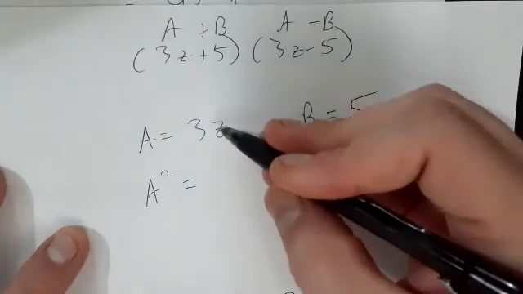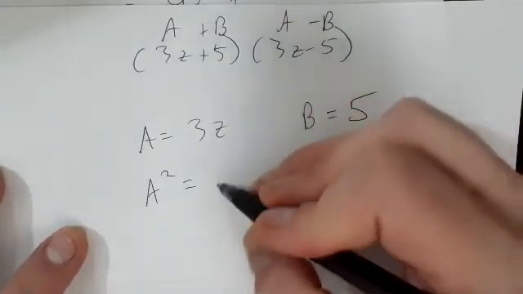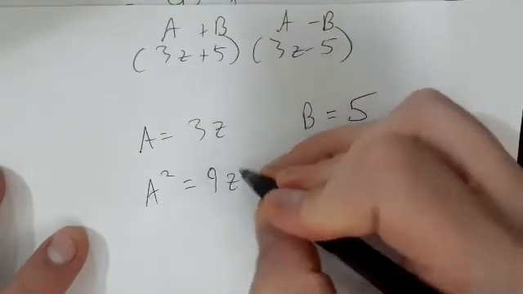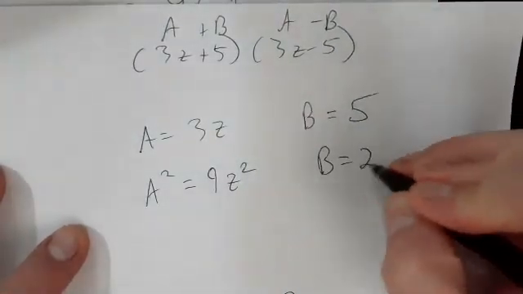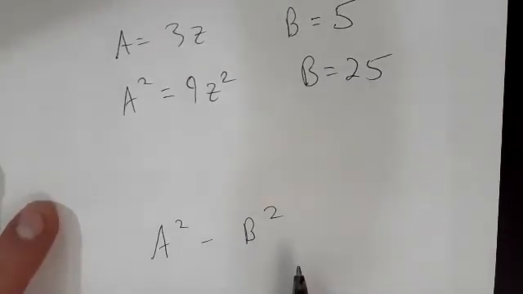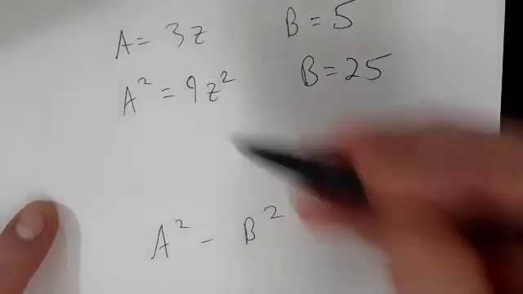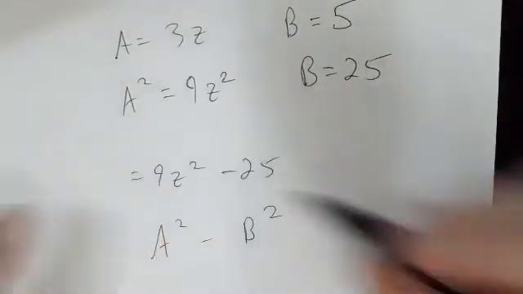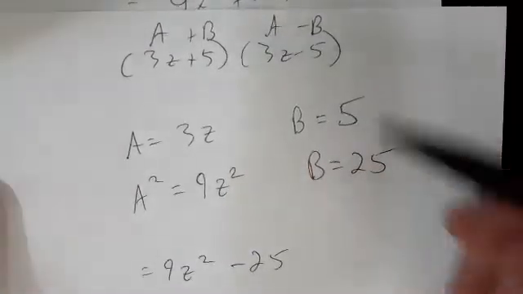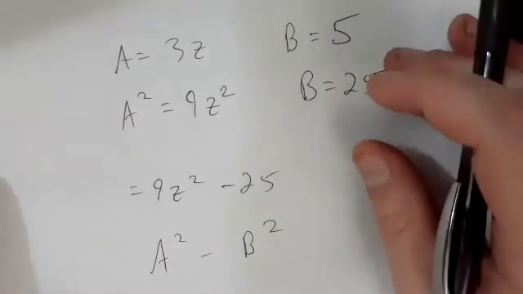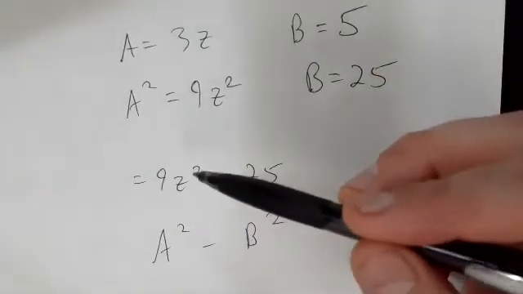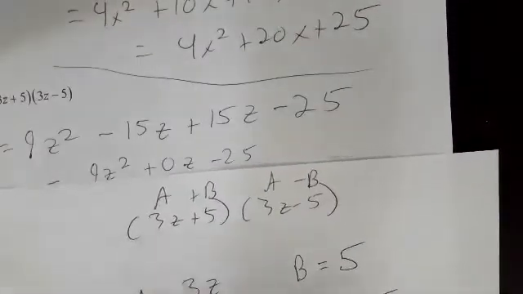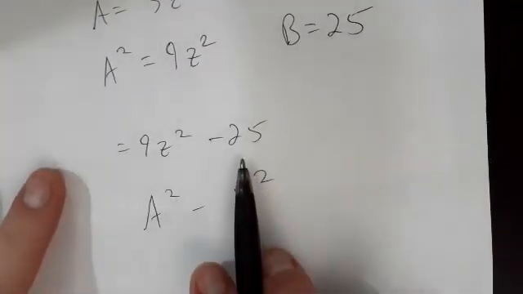So if we square this, and again we go 3z times 3z, don't forget to square the 3. The z also gets squared. B, if we square it, is going to be 25. So now if we go and plug it back into this formula, this is the form it should be in. It should look something like what? 9z squared minus 25. And if you notice, that's the solution we got there. So if you notice it's in this form, you don't have to do all that work. If you can notice it's in the appropriate form. This one is known as a difference of squares.